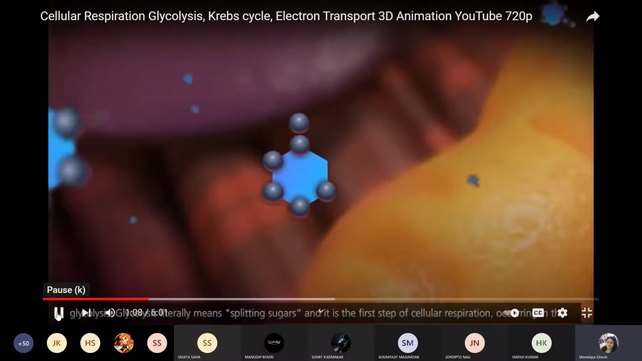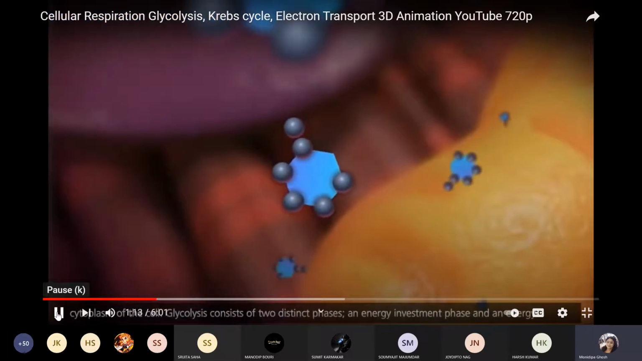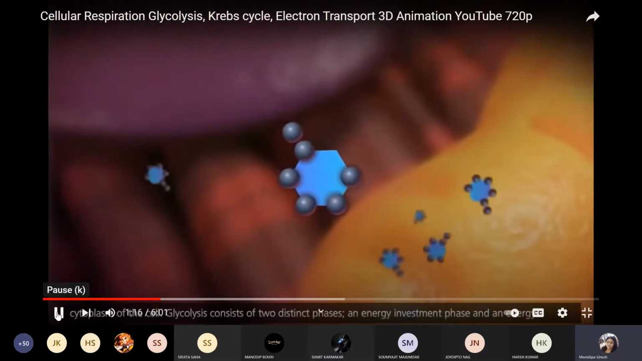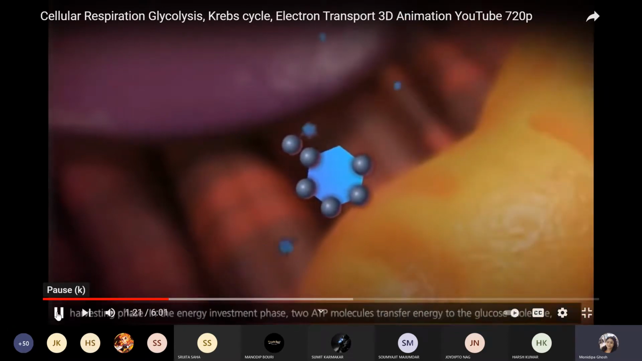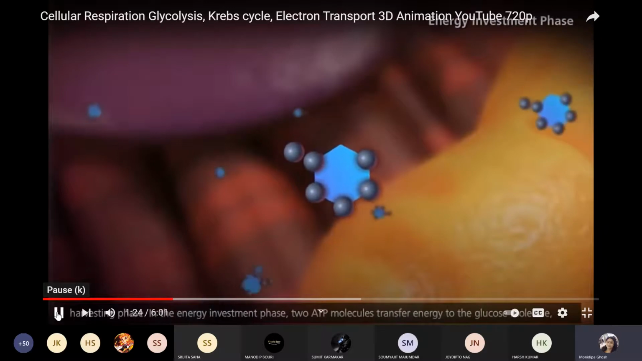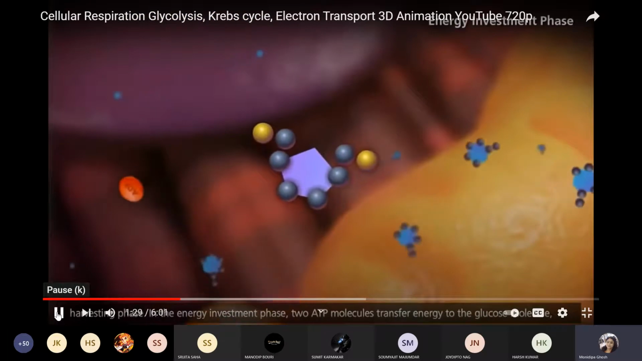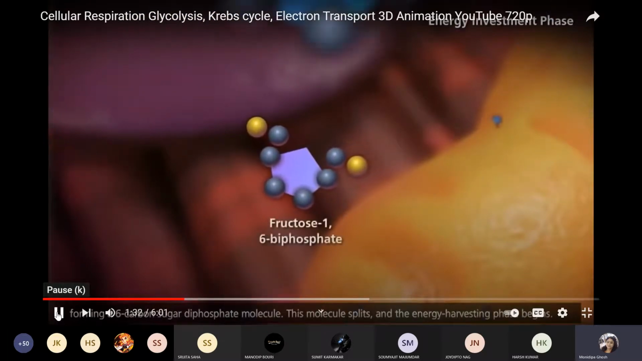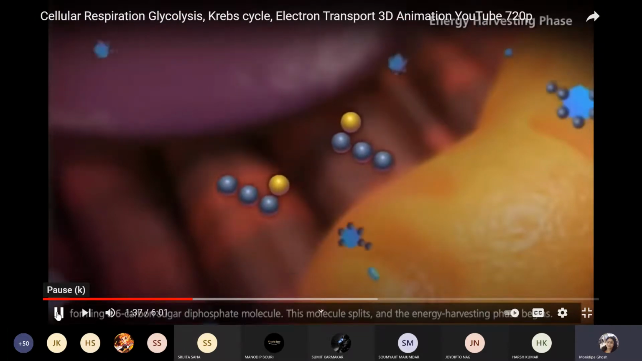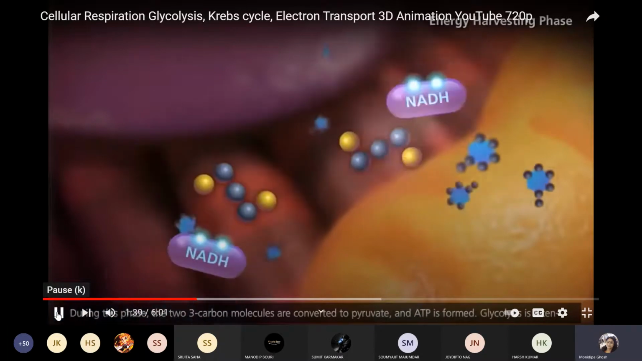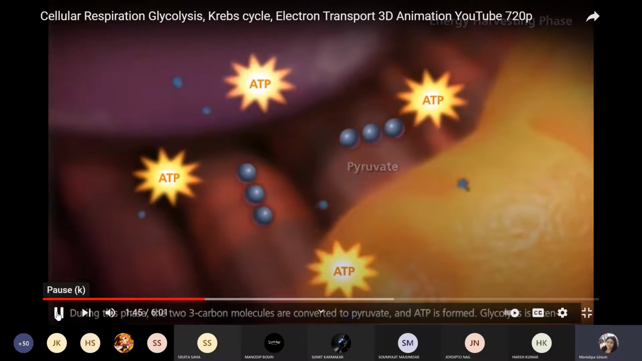Glycolysis literally means splitting sugars, and it is the first step of cellular respiration, occurring in the cytoplasm of the cell. Glycolysis consists of two distinct phases, an energy investment phase and an energy harvesting phase. In the energy investment phase, two ATP molecules transfer energy to the glucose molecule, forming a 6-carbon sugar diphosphate molecule. This molecule splits, and the energy harvesting phase begins. During this phase, the two 3-carbon molecules are converted to pyruvate, and ATP is formed.